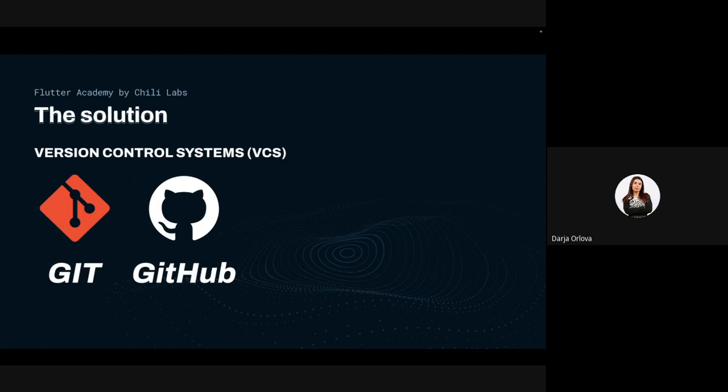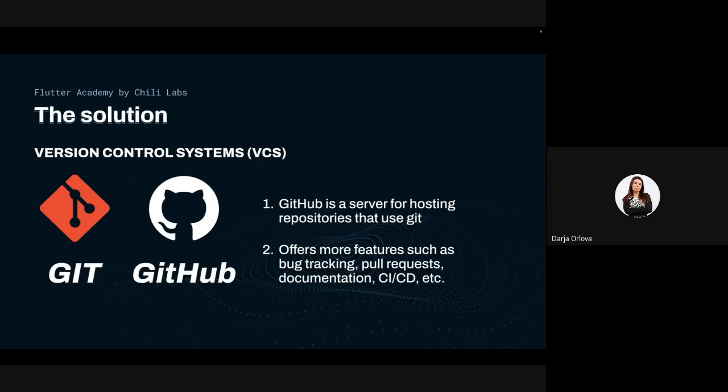The same way like we use Flutter as a framework, but we create a lot of different apps, right? So Flutter is Git, and our apps are GitHub. GitHub is one of those apps that uses Git, and it also offers more features that allow you to collaborate in an even more effective way. It is used as a server for hosting repositories that use Git as software, and offers more features like documentation, bug tracking, pull requests, which is very important and which we will be working with, and you will understand what it is.